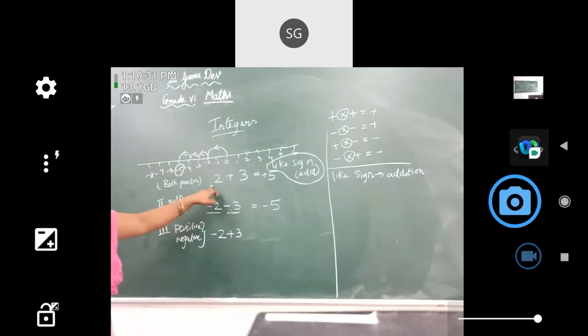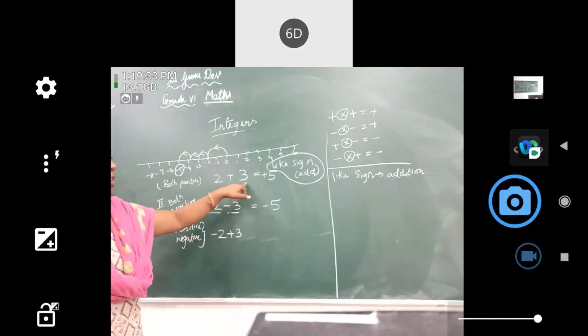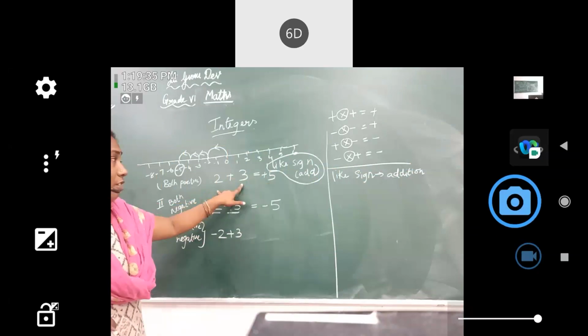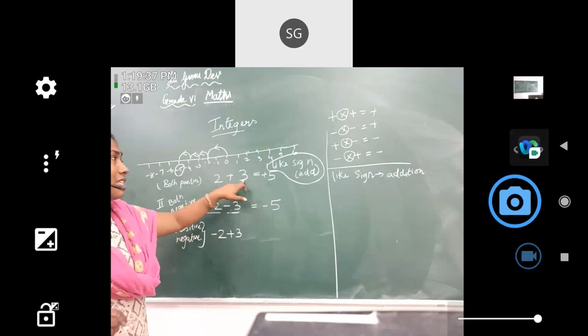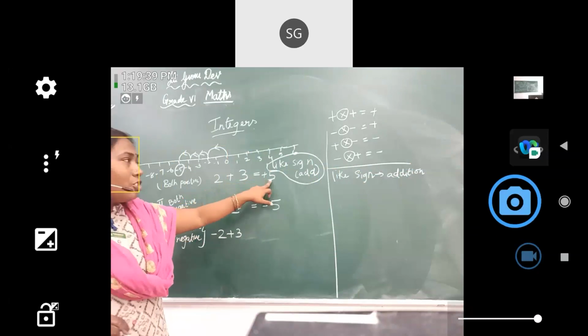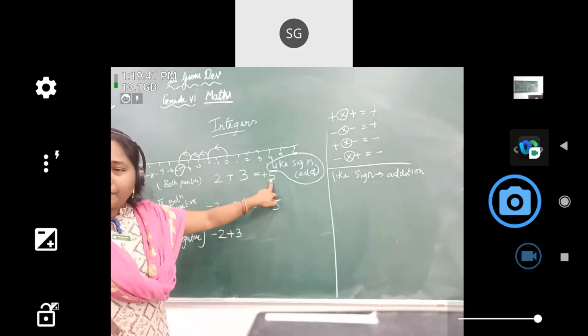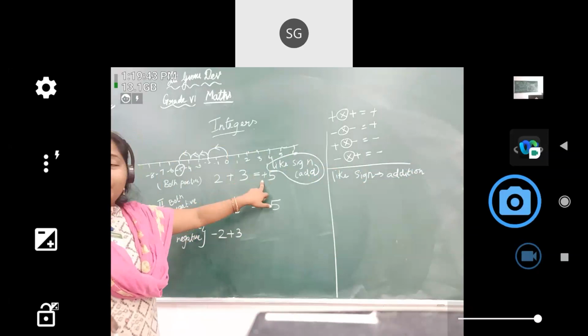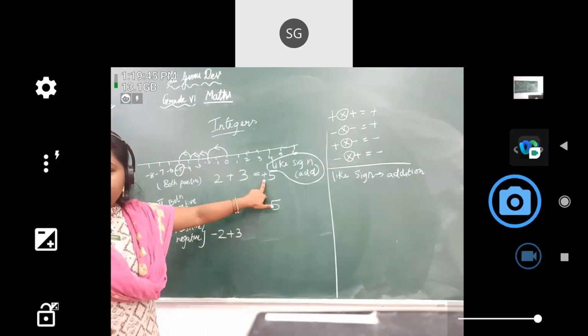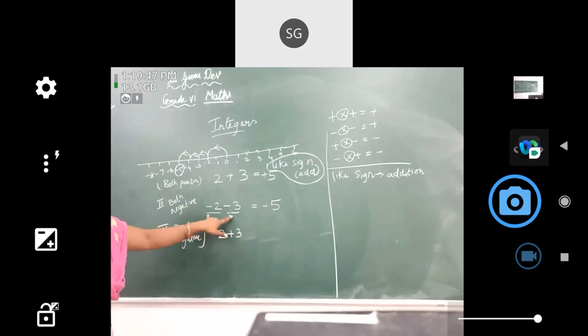Now see here. Both are positive signs, so you will add the absolute values. 2 plus 3, you will add. So that is 5. And what about the sign? It will be positive sign. And here both are negative numbers. Same sign, they are like sign numbers.